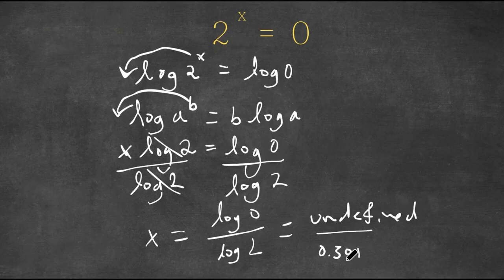Log 0 is undefined, meaning x is also undefined, because you can't divide an undefined number over 0.301. So this means that the value of x is undefined.